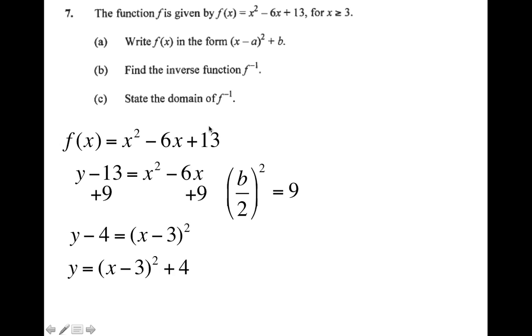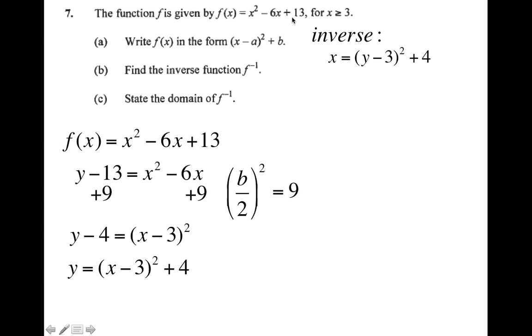Now b says find the inverse function. So the inverse, if you remember, is you just, what's the word I'm looking for? Swap or exchange all the x and y values. That will give you the inverse.